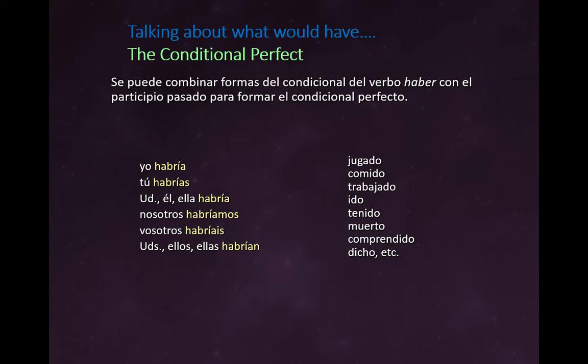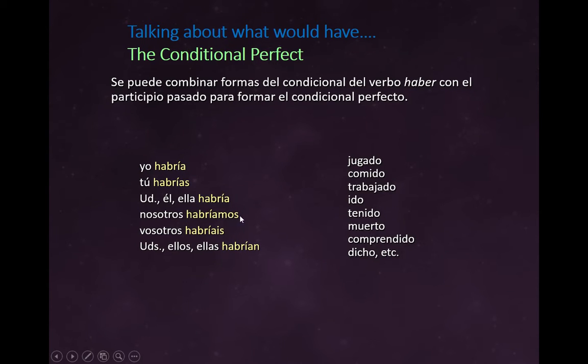For example, let's take the first one. Dice, yo habría jugado. I would have played. Tú habrías comido. You would have eaten. Él habría ido. He would have gone. Remember, ido is the past participle of the verb ir. Ir is often very irregular, but in this tense, it's not irregular.